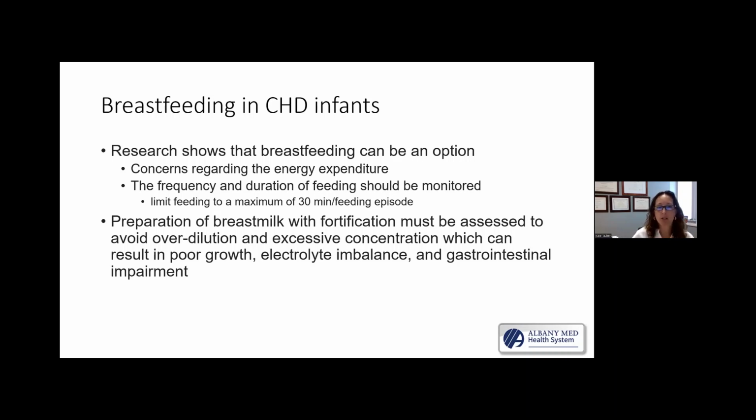We also want to make sure that we're looking at how we're preparing breast milk with the fortification to make sure that we're not over diluting it or providing an excessive concentration, both of which can result in poor growth, electrolyte imbalance, and gastrointestinal impairment.